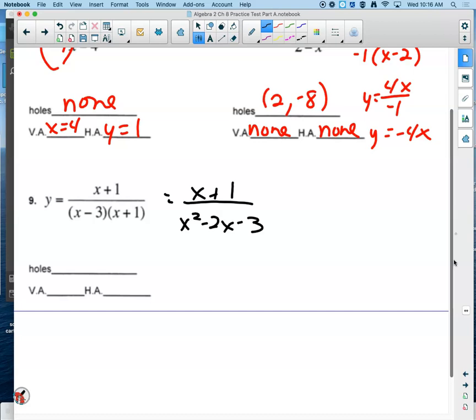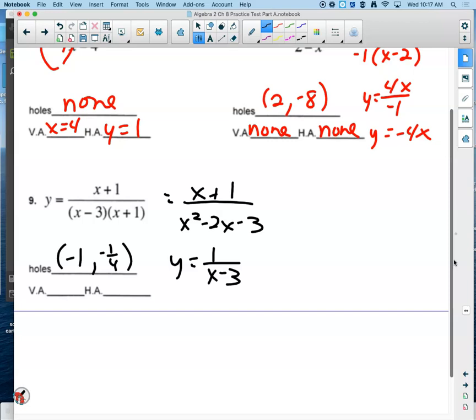Alrighty. So look back at your factored form. Does this one have a hole? It does, doesn't it? What x value? -1. Now let's actually cancel out the x plus 1's. We'd get y equals 1 over x minus 3. So what will that give us for the y value? Everybody see it? -1 minus 3 is -4. So 1 over -4, or -1/4, for the hole.